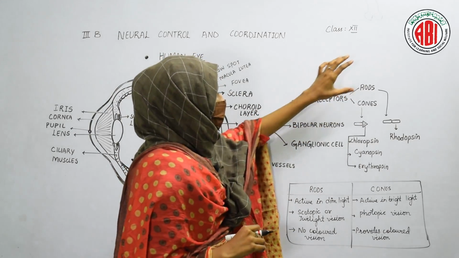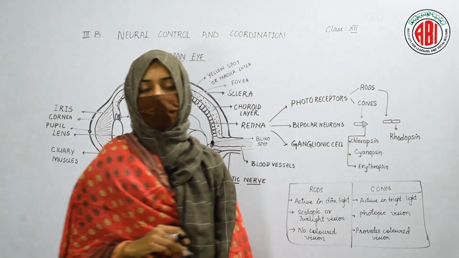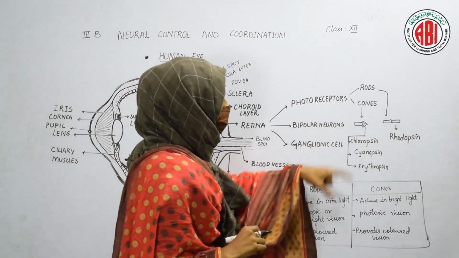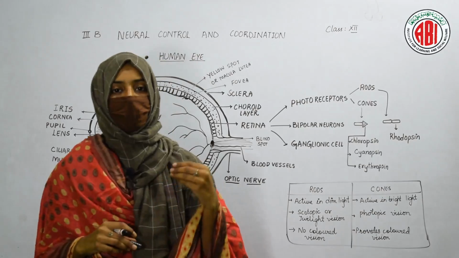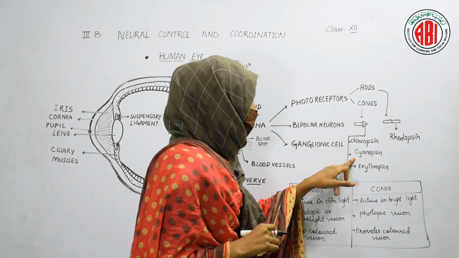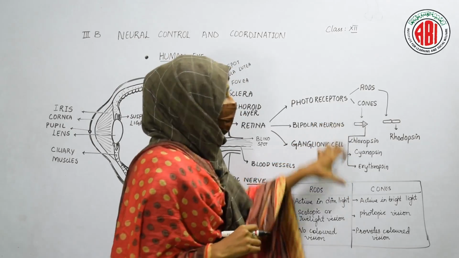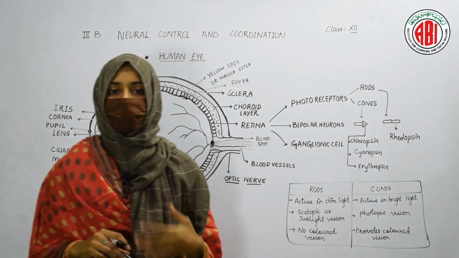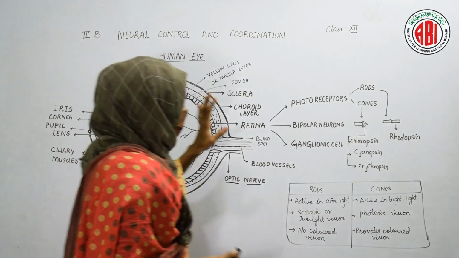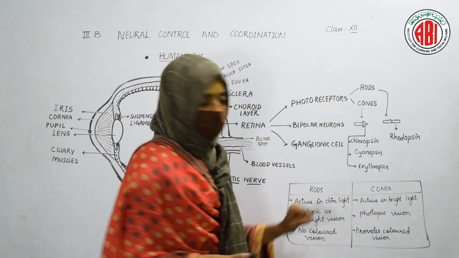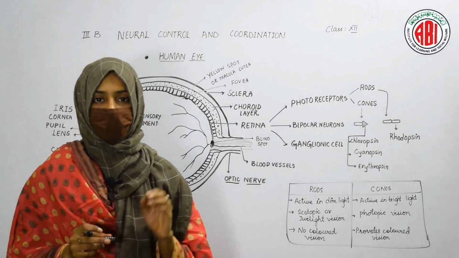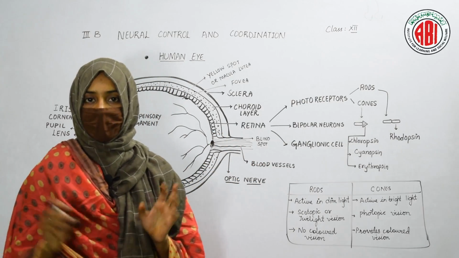A protein named rhodopsin is found in the rods. And cones show the presence of many pigments like chloropsin, cyanopsin and erythropsin. These different pigments help us to visualize the different kinds of light. Now let us move to the differences between rods and cones. Rods are the cells that become activated in dim light.